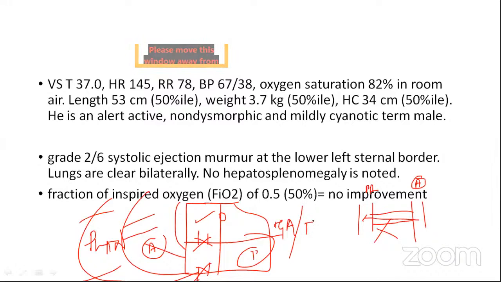Okay, there's something called truncus arteriosus, TA. Then how do you remember cyanotic congenital heart disease? Anyone? There's a mnemonic, no? Cyanotic congenital heart disease. How do you remember?